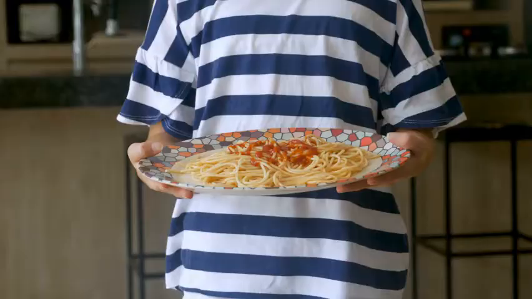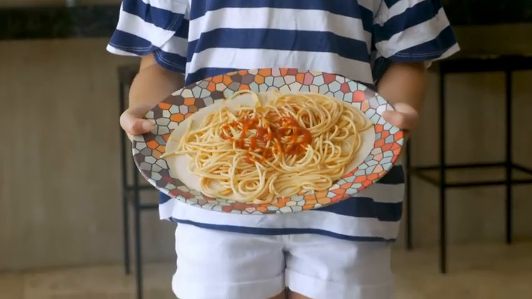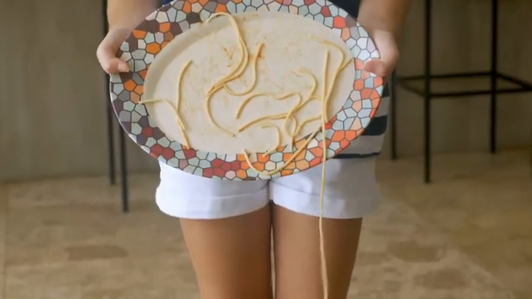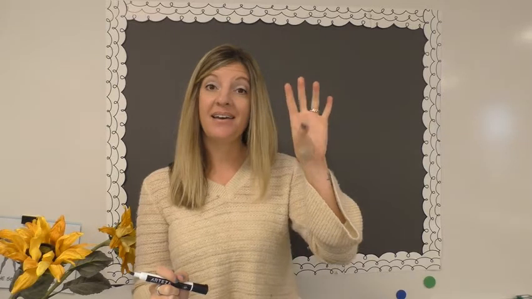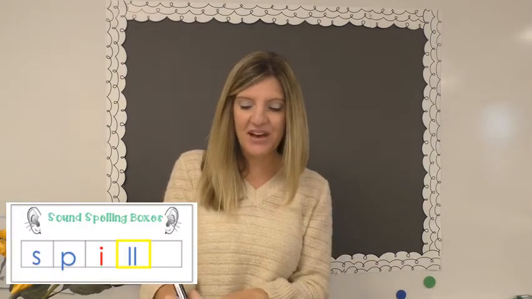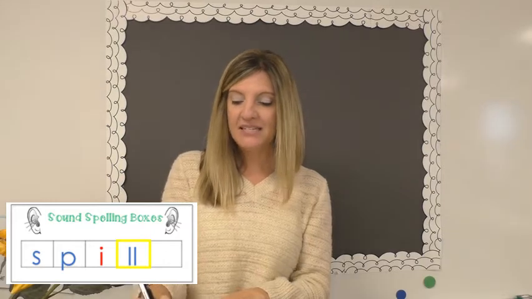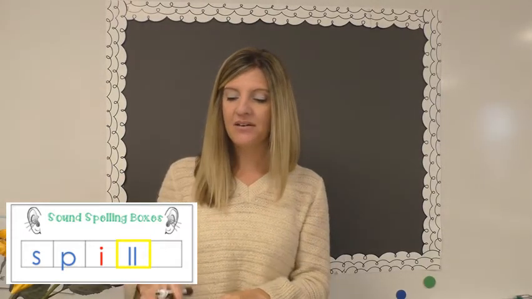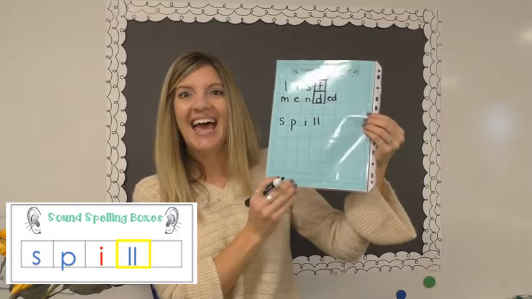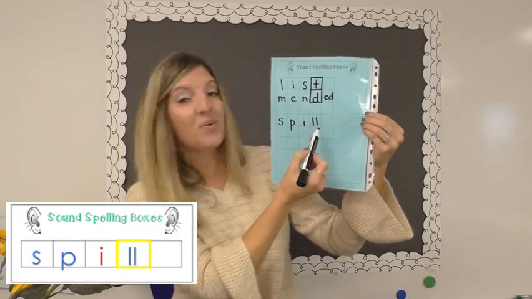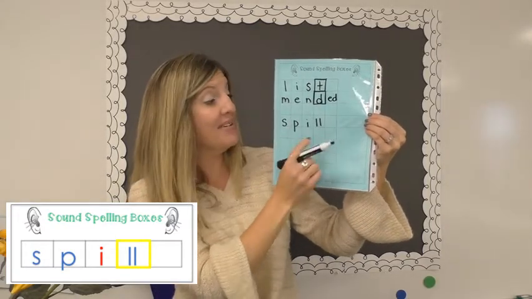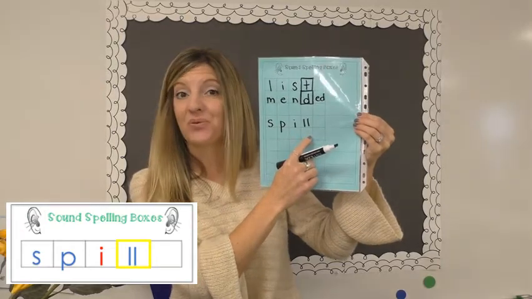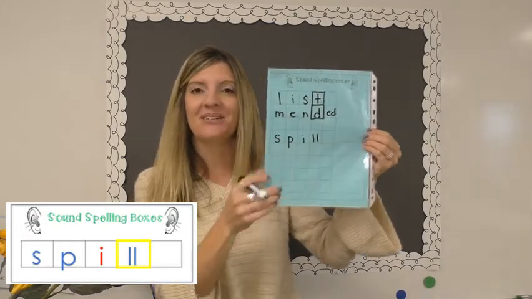How about the word spill? Tap out the sounds in spill. S, p, i, l. Capture those sounds in your sound spelling boxes. S, p, i, l. And I know that this is a short one-syllable word with a short vowel, so it follows the floss rule, and I'm going to do double L's.